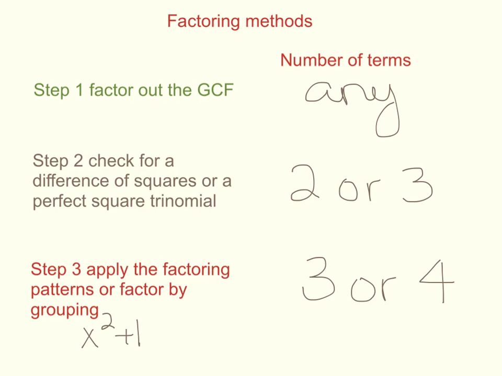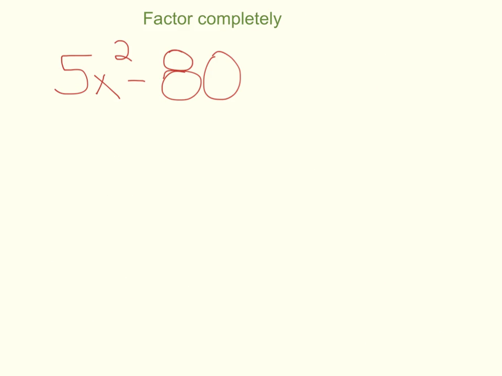or the ax squared plus bx plus c that you've learned previously in the chapter, or factoring by grouping. So there's a variety of different methods that we can use when factoring trinomials, and we're going to look at a few of them along the way. So let's look at the first example.